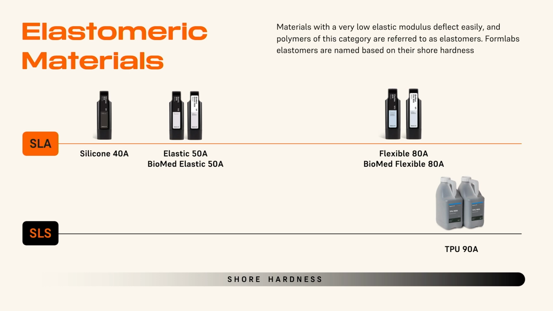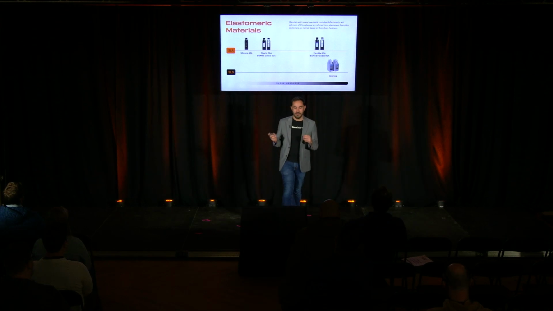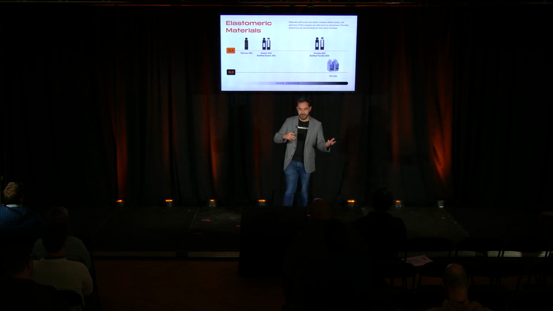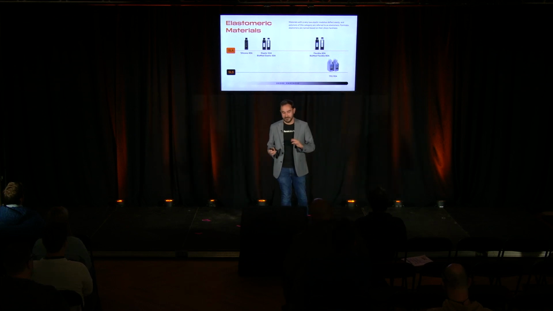Then going to some really soft materials, we have Elastic 50A and its biocompatible counterpart, BioMed Elastic 50A. These materials offer really good elongation and softness, and they're softer still. Silicone 40A is our softest material. It actually uses a different chemistry to achieve this softness, but it's the softest material that you can print within the Formlabs material portfolio.